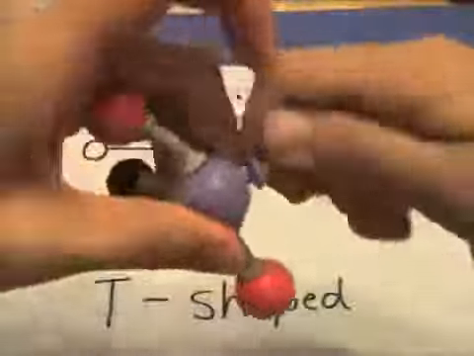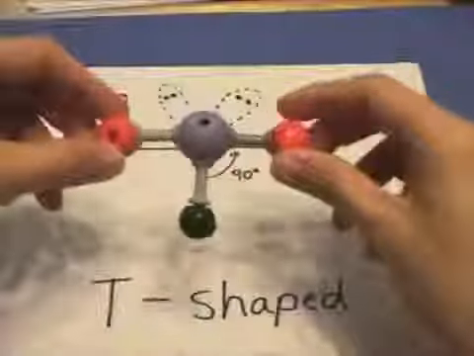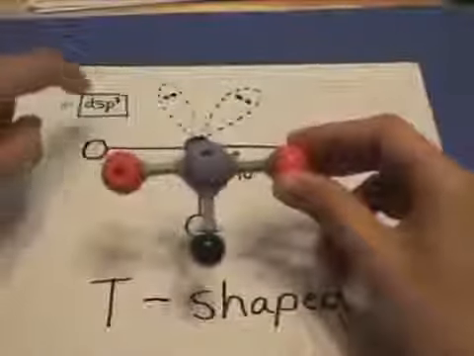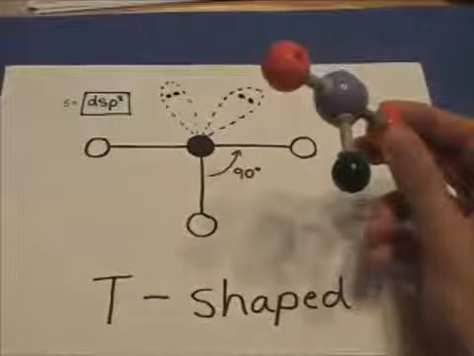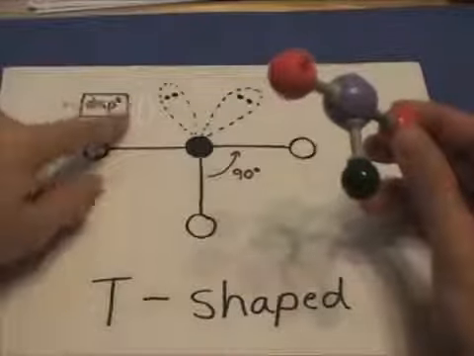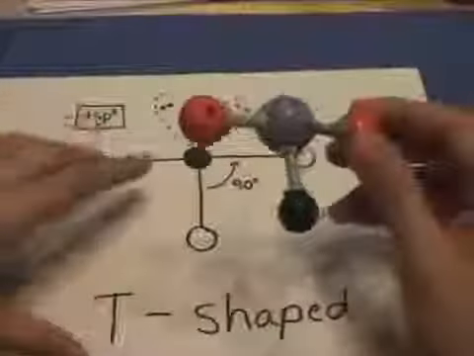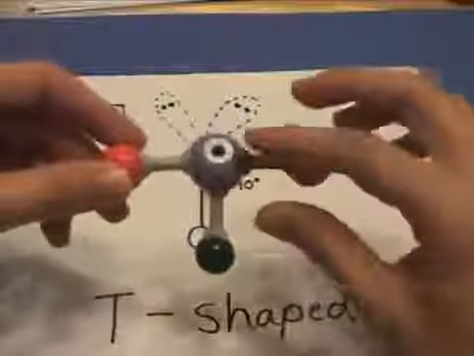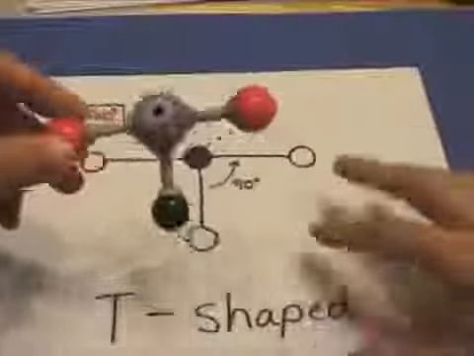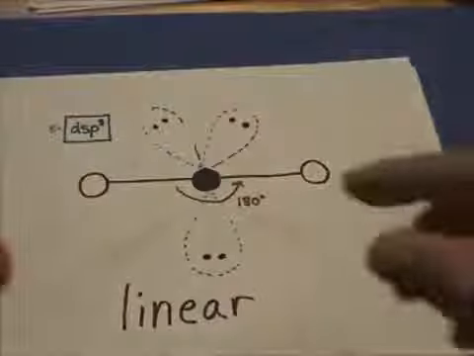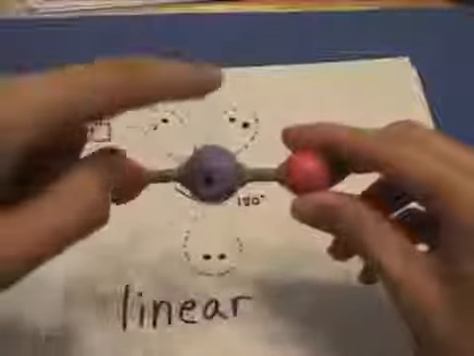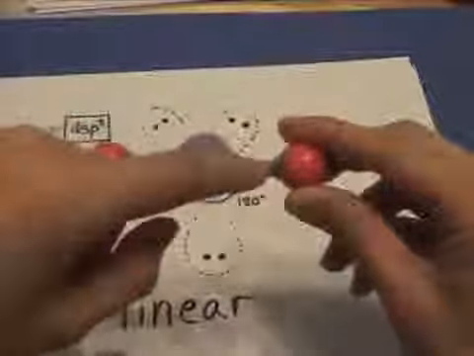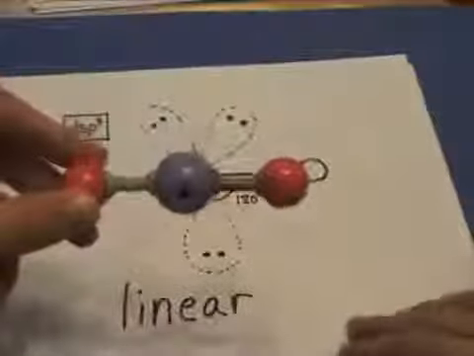If you have 3 sigma bonds and 2 lone pairs, then it's dsp3 hybridized because you have 1, 2, 3, 4, 5 electron regions. So you'd have 5 dsp3 orbitals getting as far away as possible. 2 are lone pairs, so we have a T-shape. If you have 2 sigma bonds and 3 lone pairs of electrons, then the predicted angle would be 180 degrees, linear, dsp3.